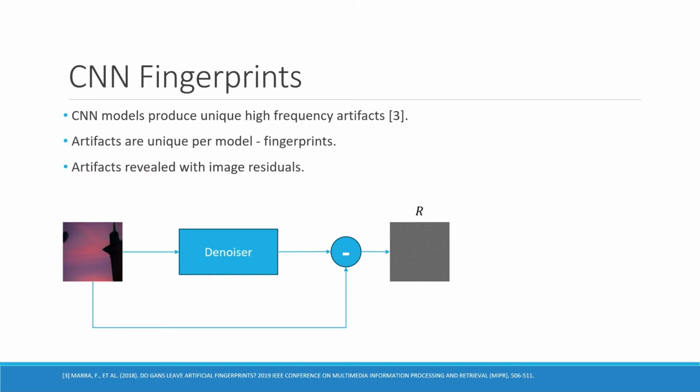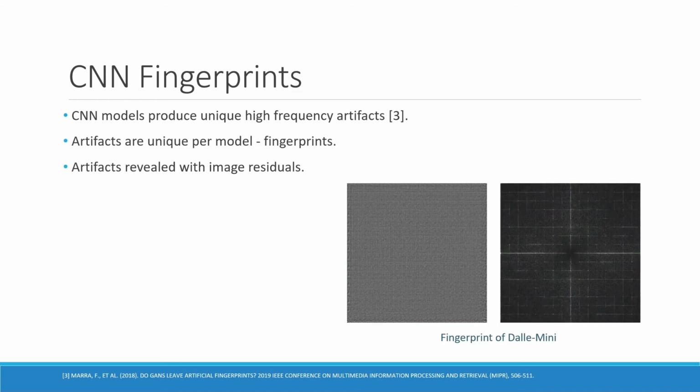To reveal the pattern which is hidden within the residual, and basically the pattern that the model produces, we need to average a number of residuals. By averaging, we reveal the clear pattern, and this pattern is referred to as a fingerprint because these patterns are unique per each model. Here you may see an example of this pattern for Midjourney. On the left is pixel space and on the right is Fourier space.